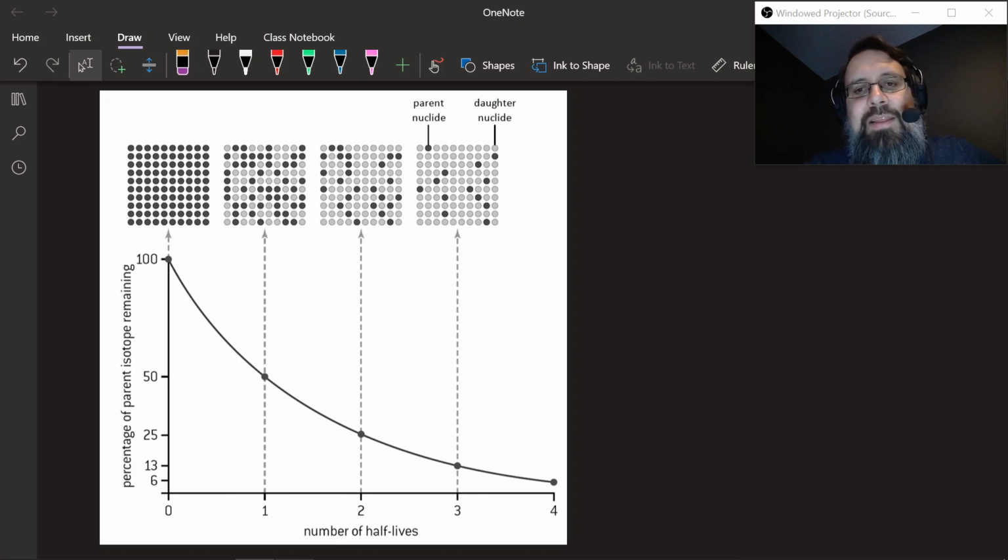A lot of people think that if you start with 100 and a half-life passes, you'll have 50, and if another half-life passes, you'll have 0. Because if 50 decayed in the first one, then 50 would decay in the second one. That's not how it works. Every time a half-life passes, half of them decay.